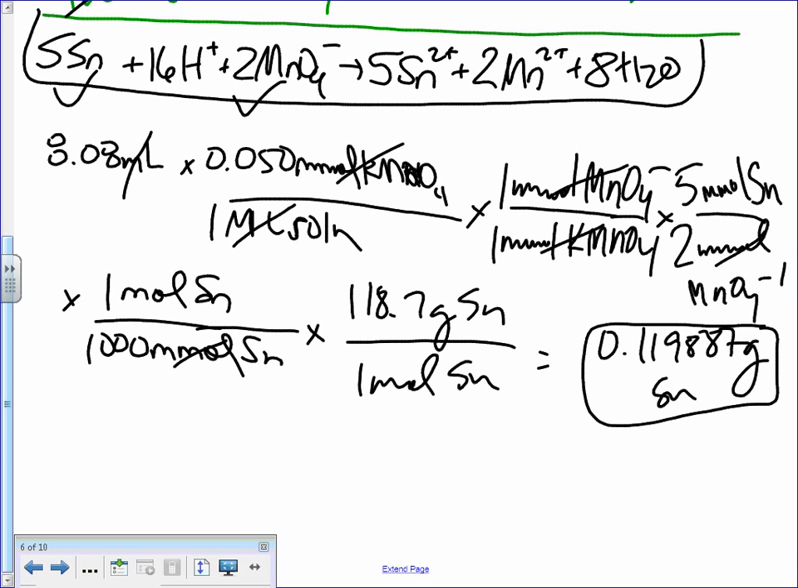I know part A is an answer, and I would not record to that many sig figs in part A, but I need that many sig figs in part B so I don't have rounding error, correct? Part B asks for percent by mass. So what would you record this to for part A? How many sig figs? 3. No, 2, I think so too, right? Because this right here has 3 sig figs, this 2 sig figs. So this needs to be recorded technically to what for part A? 0.12 grams of tin.